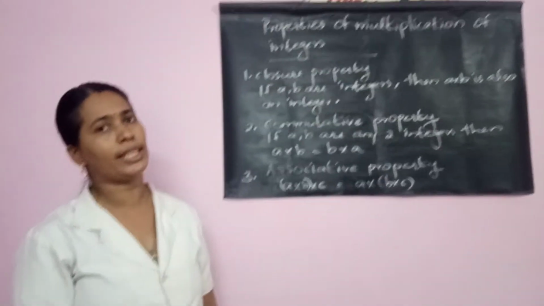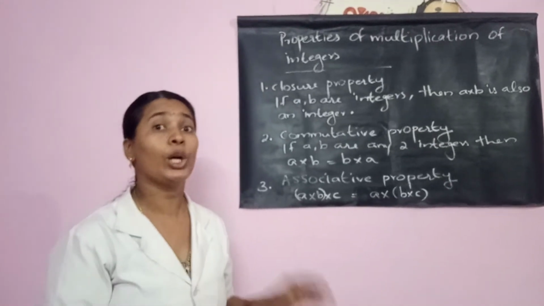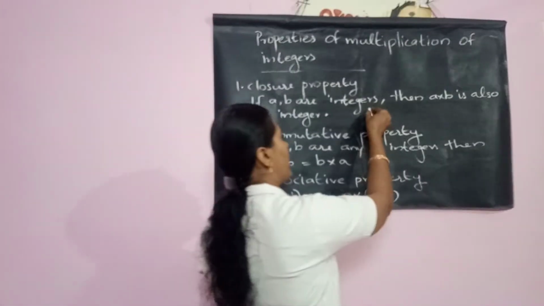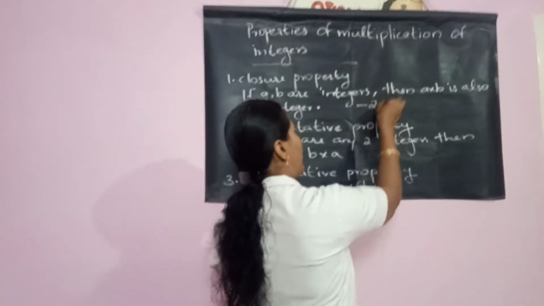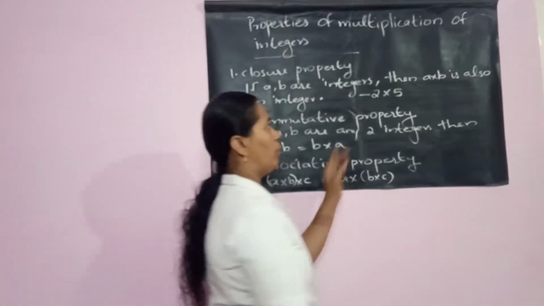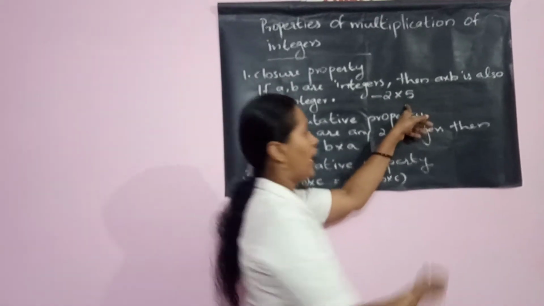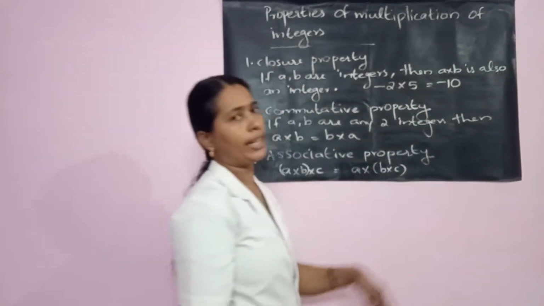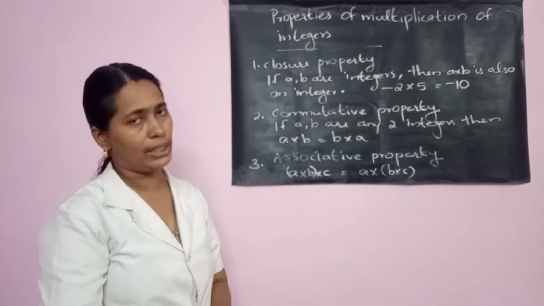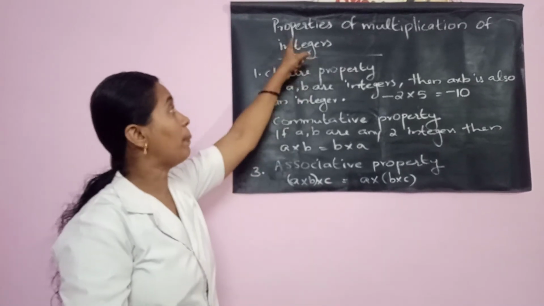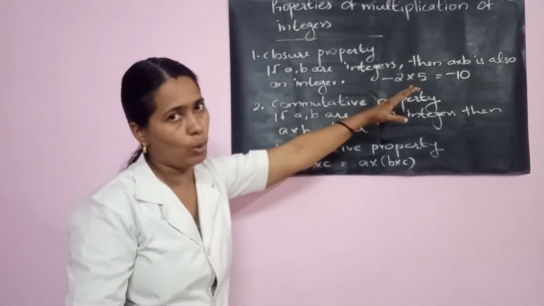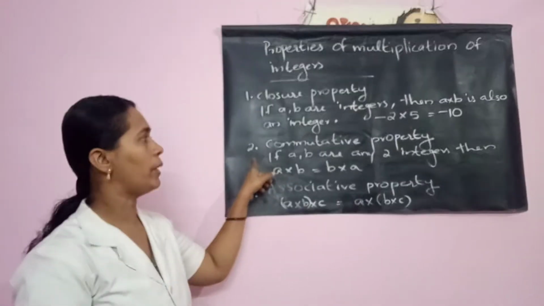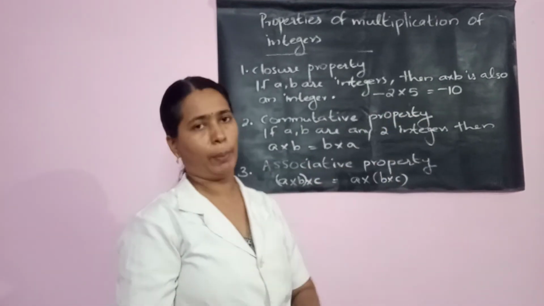Okay, so what we can say? Multiplication is closed. For example, let us take any two numbers. Let me take negative 2 and 5. Both of them are integers, and their product is negative 10. So, negative 10 is also an integer. So, what can we say? Multiplication is closed.